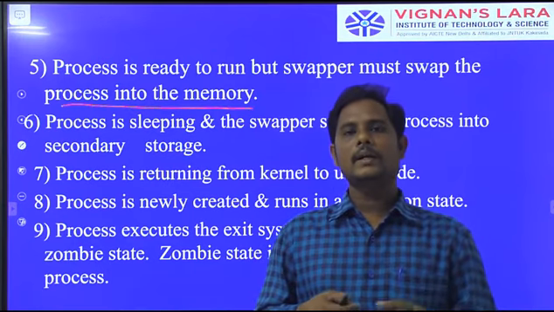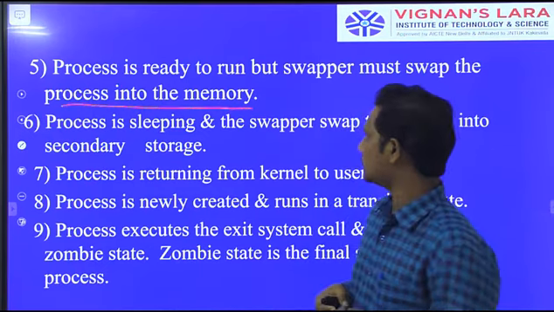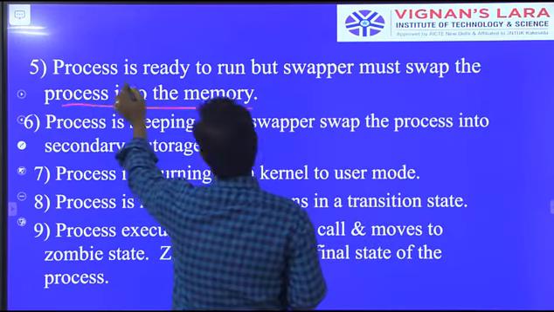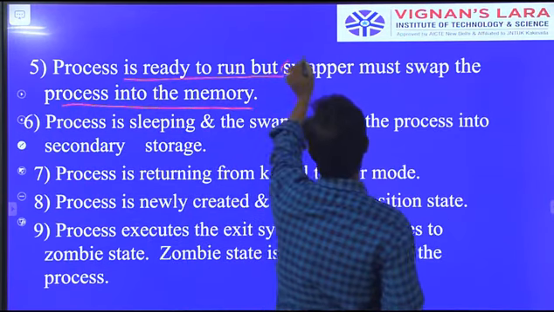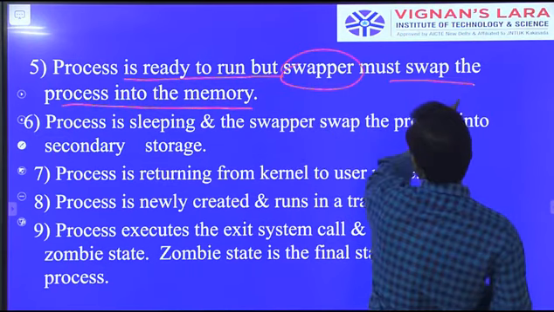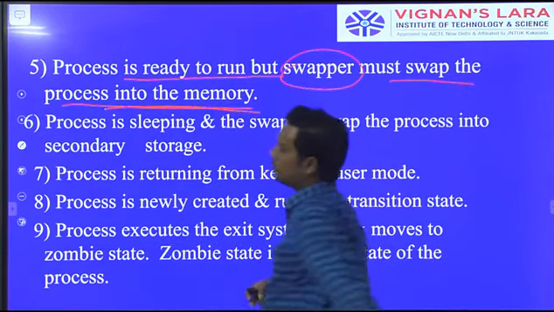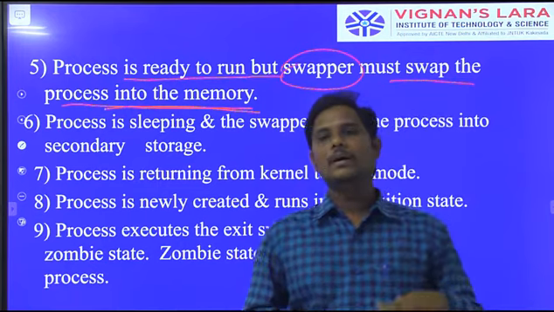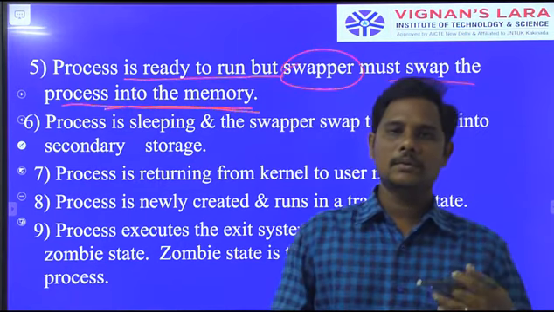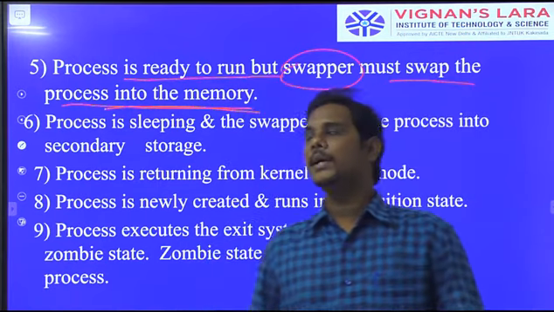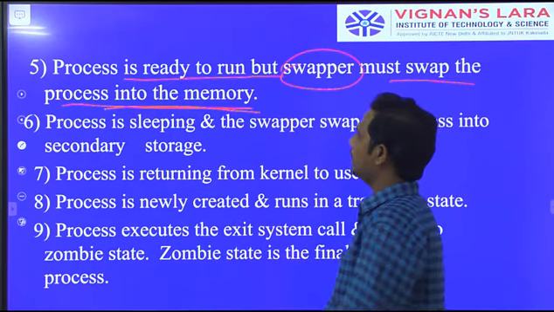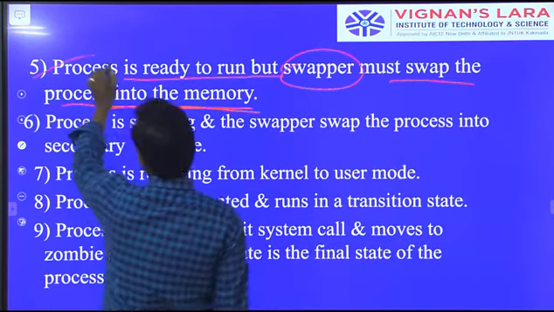So based on the priority, it will be executed. That's why the process is ready to run, but the swapper must swap the process into the memory. Why must it be swapped? Based on the priority, it will be executed. That's why it is swapped. Okay, this is the point used in the process execution.